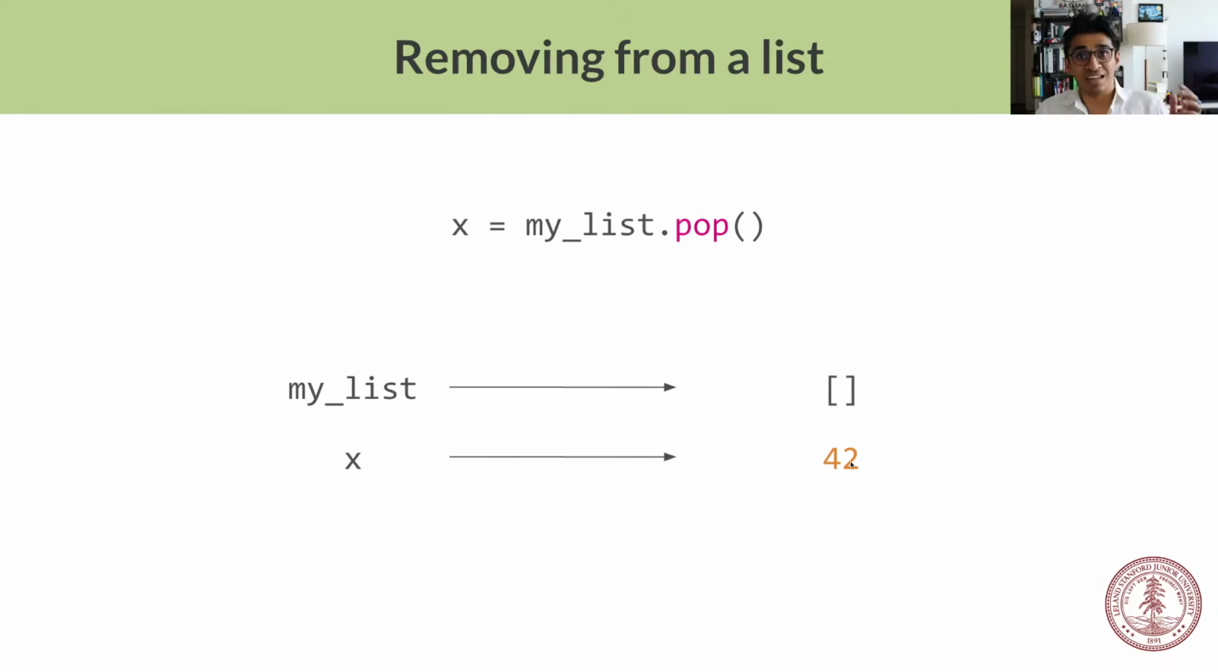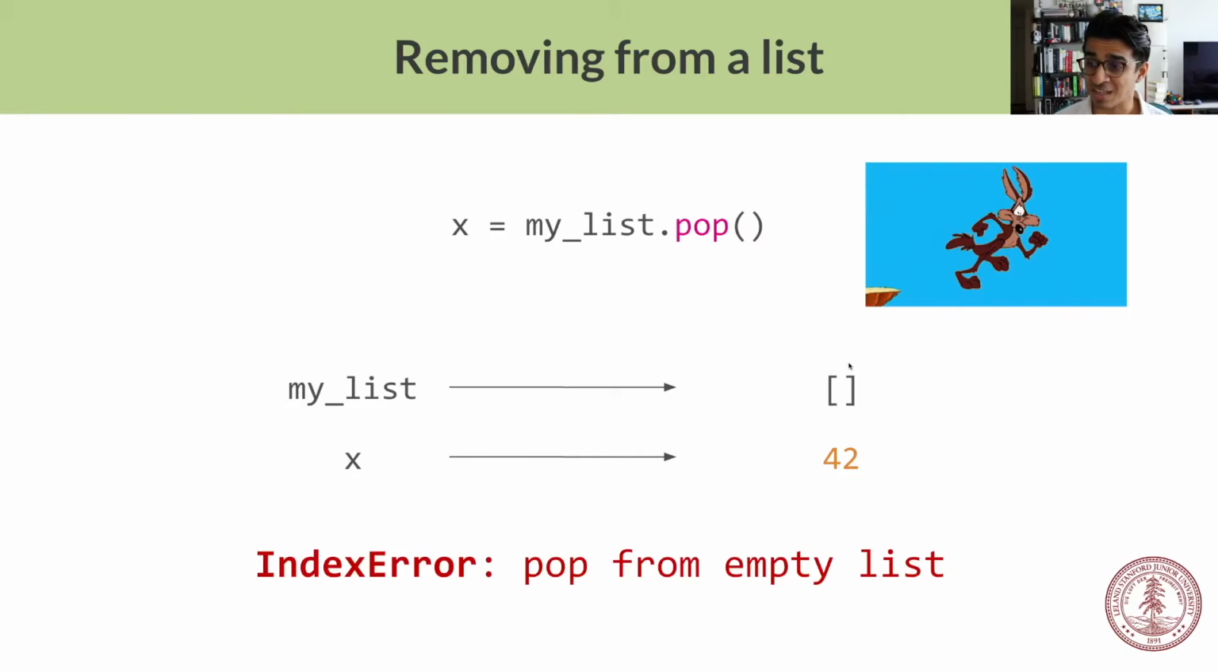Now, if you have any sense of Daredevil in you, I think the question that naturally comes up is, what happens if you pop from a list that doesn't have anything in it? I had that same question as well, so I tried it out, and as it turns out, you kind of just fall off the edge of the list, and you get a terrifying looking error message that says IndexError: pop from empty list. That's basically Python's way of telling you, hey, you've asked me to remove something from this list, and I don't know how to do that because there's nothing there in the first place.